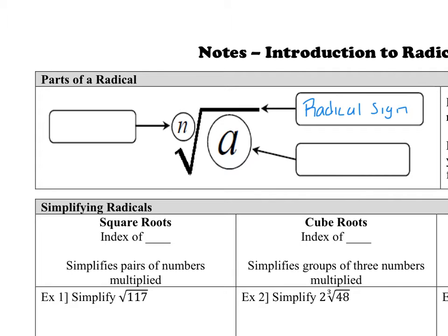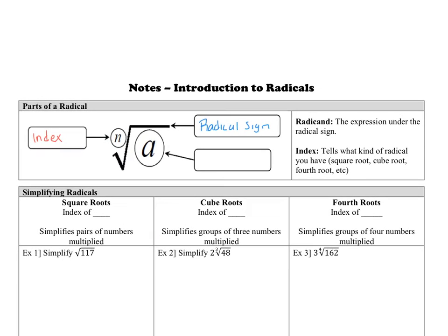The next thing I want to talk about is something called the index. The index is this little number right inside the crook of the check mark. That tells us what kind of radical we are going to have. So the index tells us what kind of radical you have. That could be a square root, a cube root, fourth root, fifth root, all the way up to infinity.